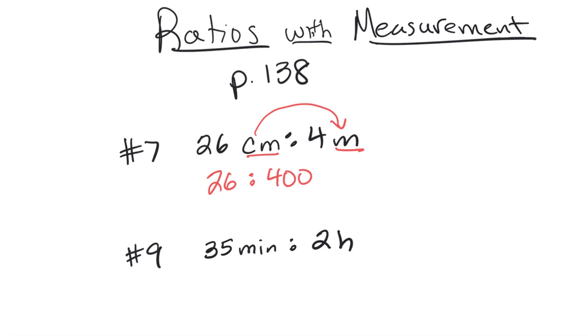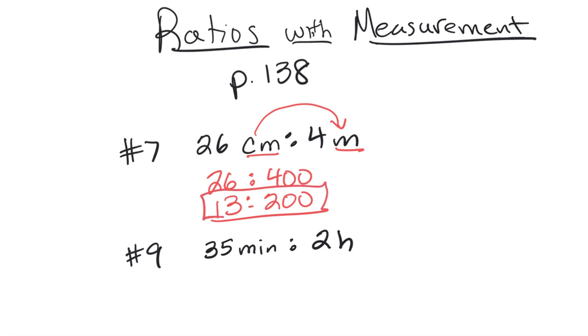And to simplify a ratio, you have to divide both numbers by the greatest common factor. And I'm thinking, let's start just by chopping this in half. So this becomes 13, that becomes 200. Well, the only thing I can divide 13 by is 13 and 1, and I don't think I can divide 200 by 13, so this would be my simplest form.